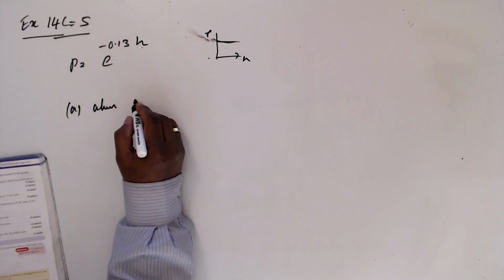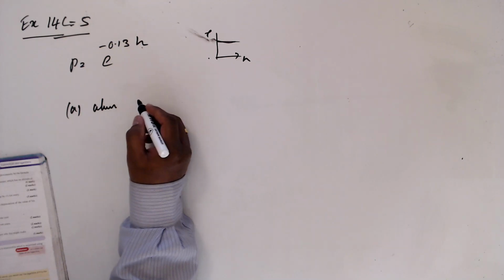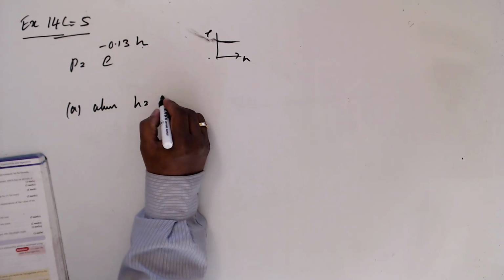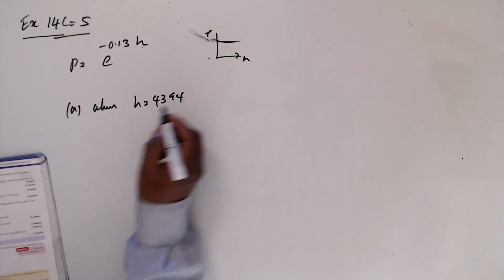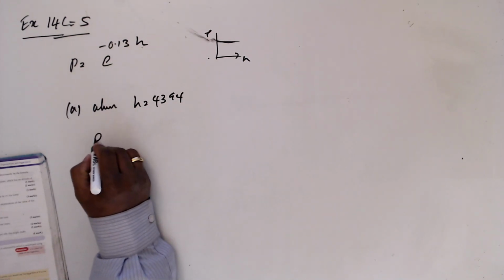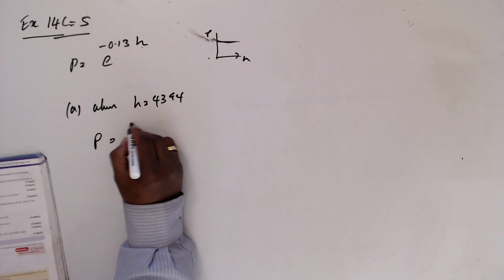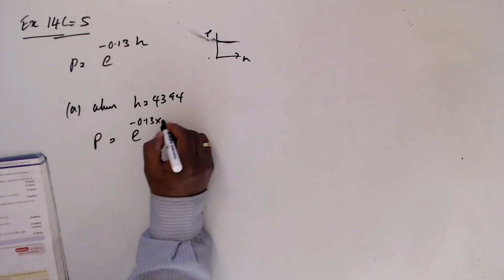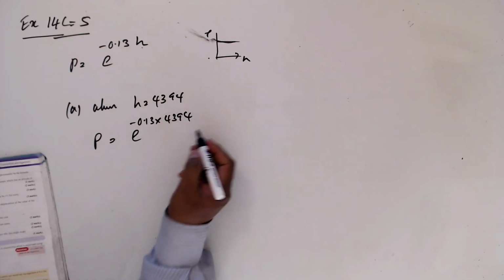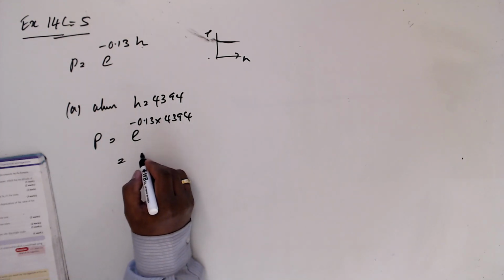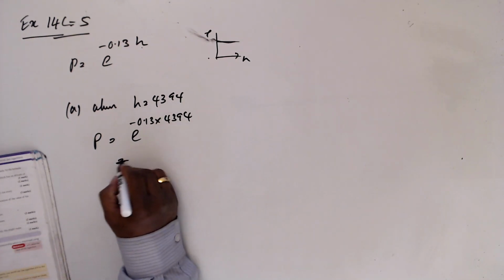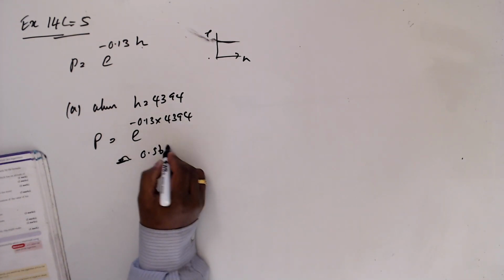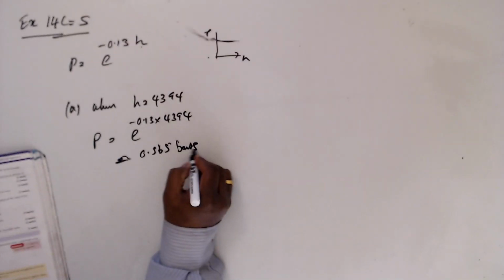Height is measured in kilometers. When H equals 4.394, so simply we can apply P equals 0.313 times e to the power of minus 0.13 times 4.394. So this is going to be approximately 0.565 bars.